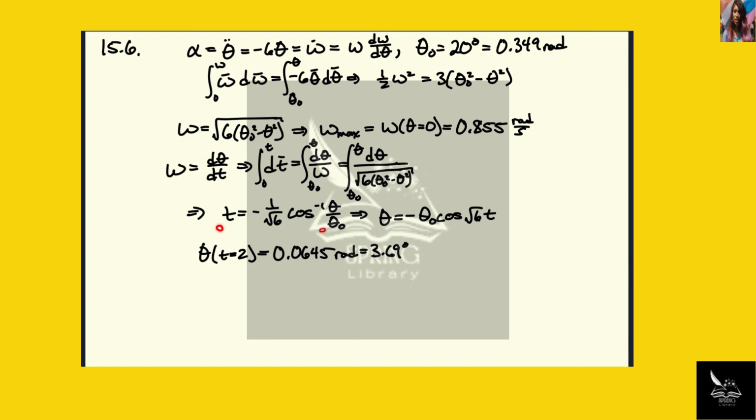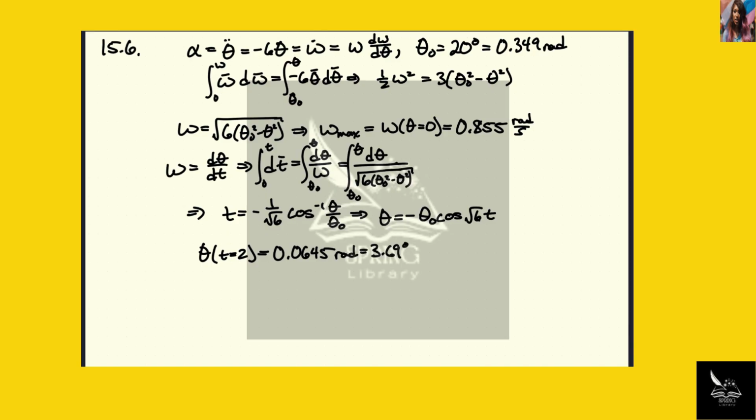We can invert this equation to get theta in terms of t, and so theta equals minus theta naught cosine of square root of 6 t. One thing you can do is plug that back into here and see that it, in fact, satisfies this differential equation here.